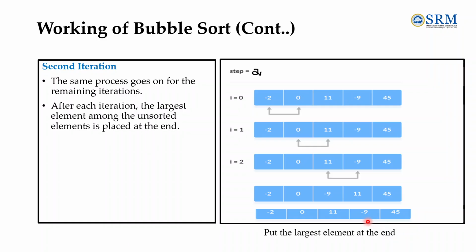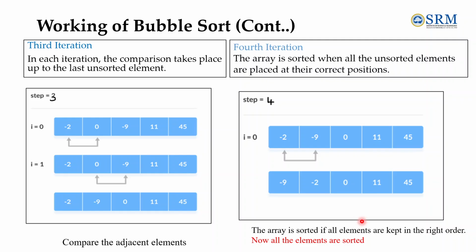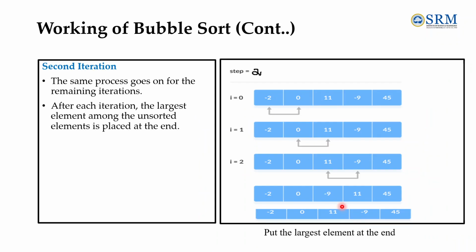So now what happens over here? Minus 9 and 11. This should be the data, the highest elements in the last 2 positions. This is the last step. So 45 is the last and then 11 is the next element. So next we'll perform for these 3 data.